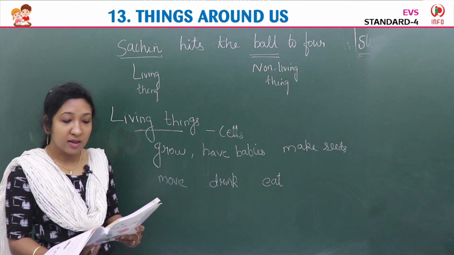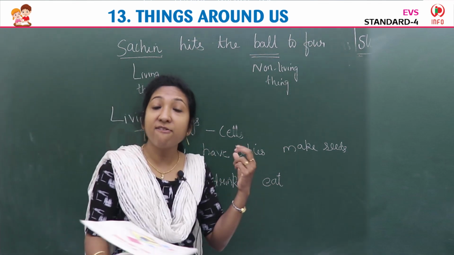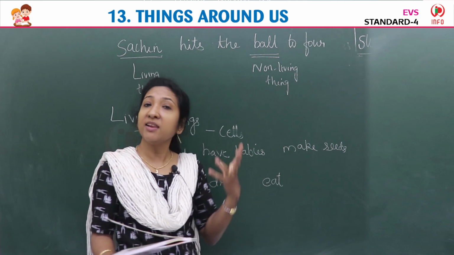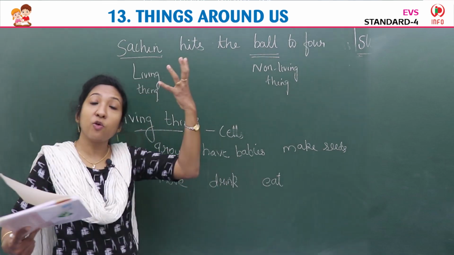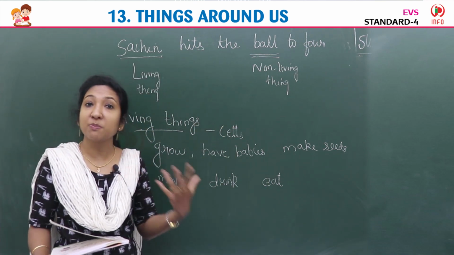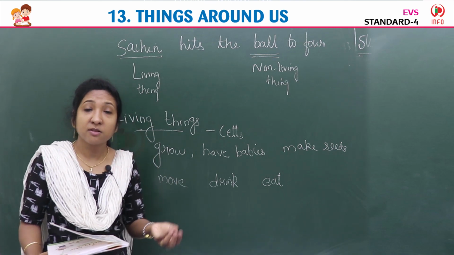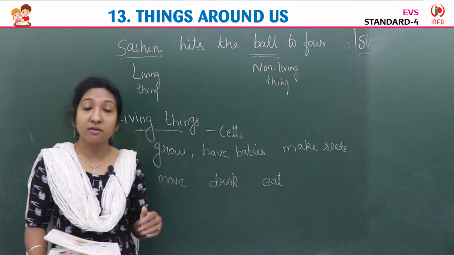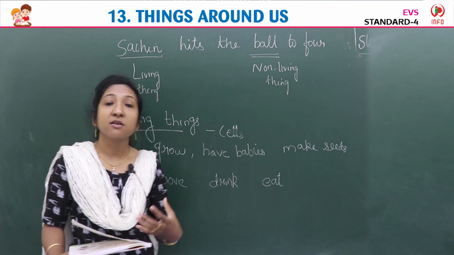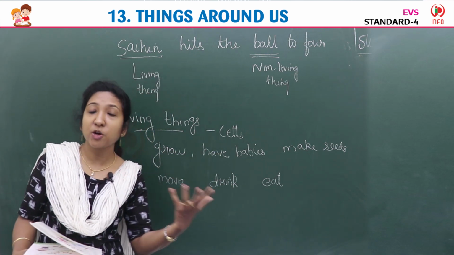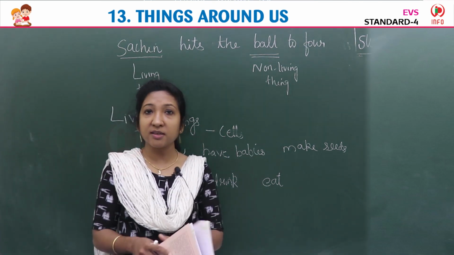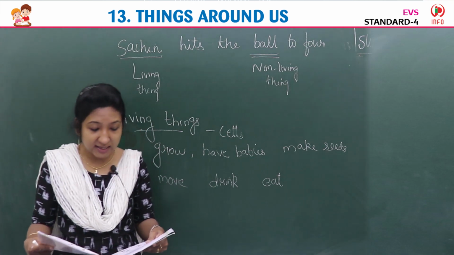So living things are the things that have life. Examples: plants, animals, human beings, we are all living things. Living things reproduce. They produce young ones. A small plant grows into a new plant. Human mothers give birth to a child. Animals give birth to young ones. Then they move here and there, isn't it? So these are the features of living things.